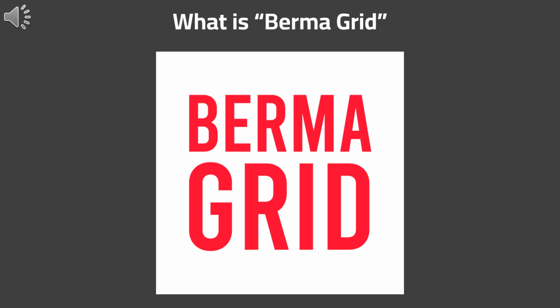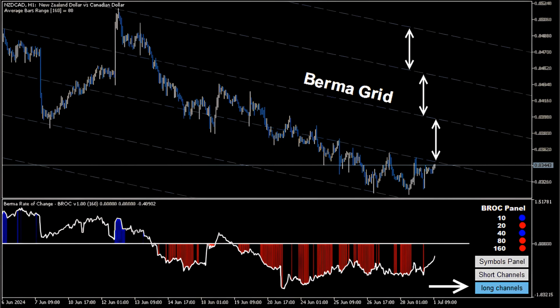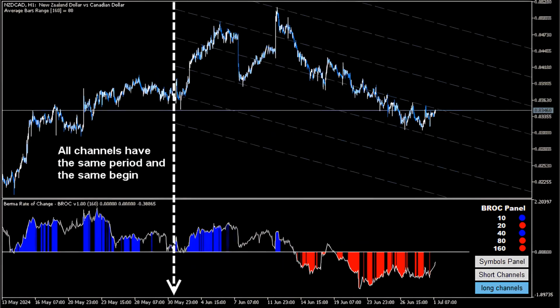What is Berma Grid? It is a grid of dotted lines drawn in the background of the chart. Its purpose is to show the main direction of price movement. The Berma Grid consists of a set of standard deviation channels, all calculated for the same period.